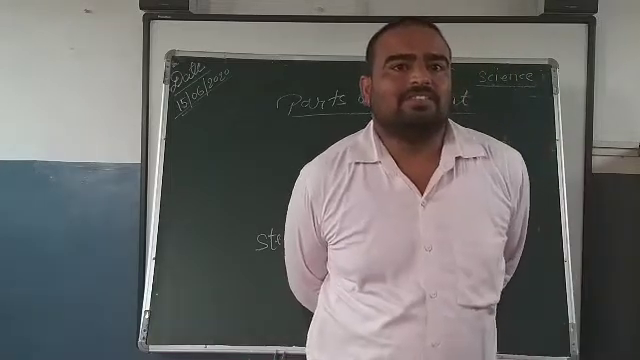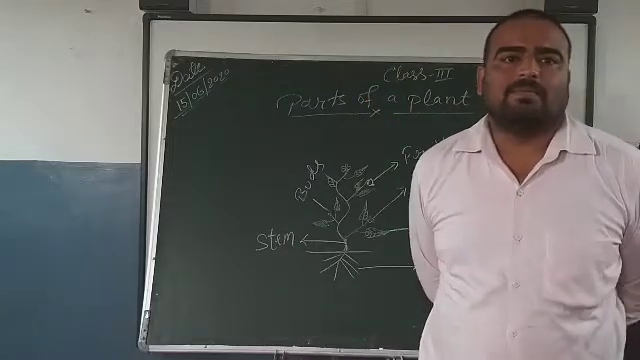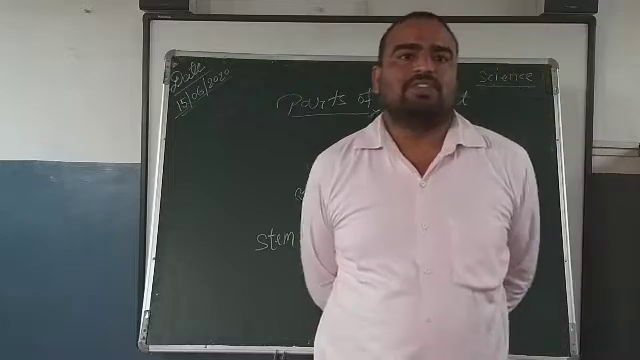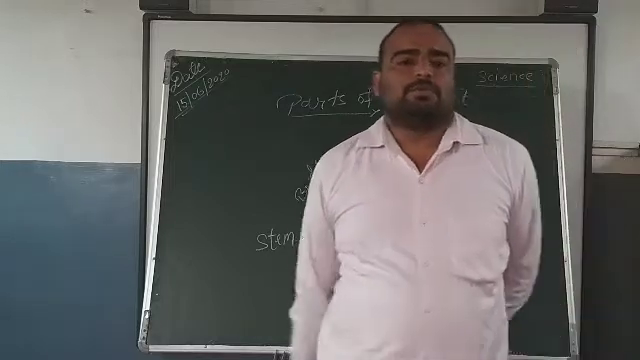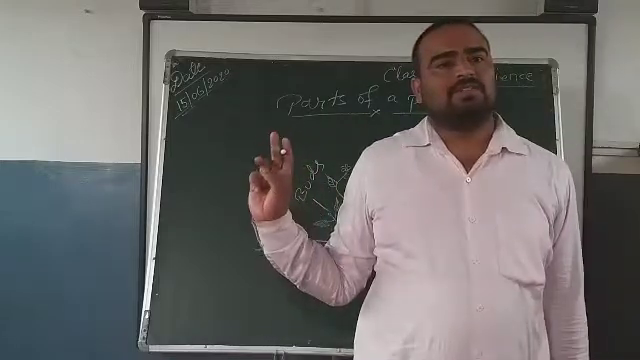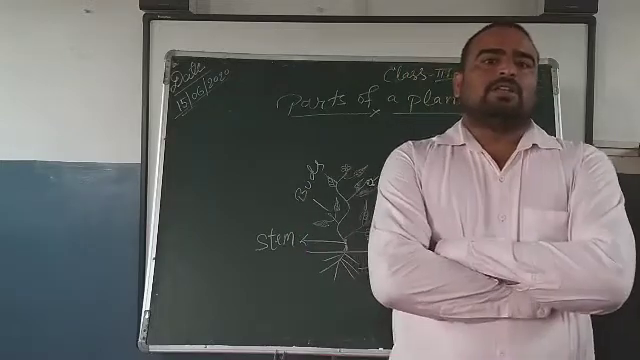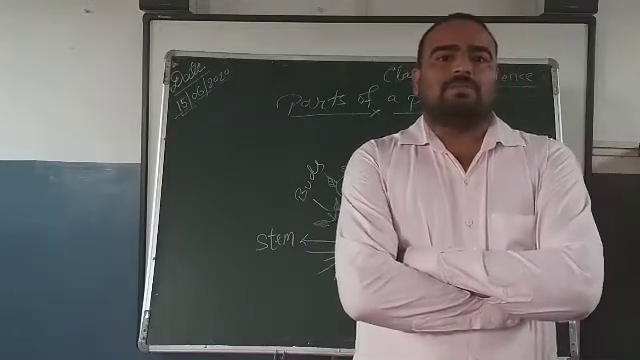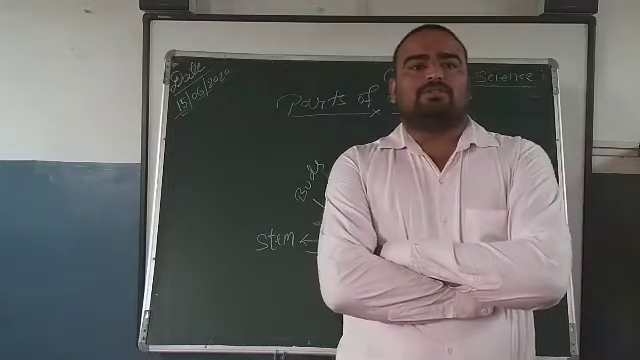This part is called the root. The other parts of it remain above the ground. This part is called the shoot, that means stem. What is the function of root, or how many kinds of root? There are two types of roots, taproot and fibrous root. First we discuss about the root. The root is the underground part of the plant. There are two main types of roots, taproot and fibrous root.